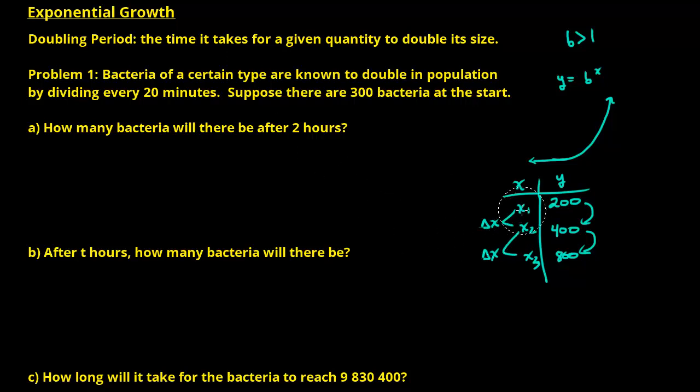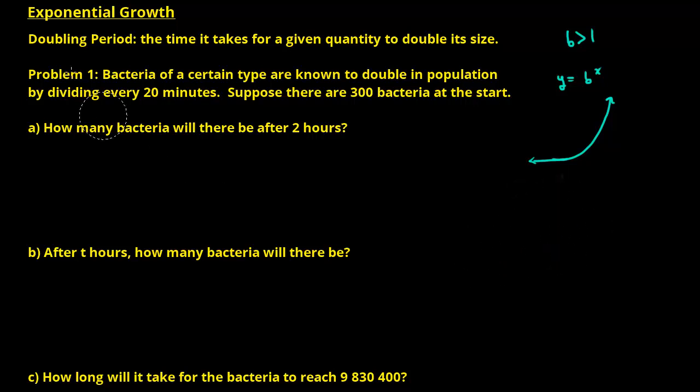So when the change in x is the doubling period, the y value should double. So delta x here would be the doubling period, the amount of time that it takes for the quantity to double. In this example, we're told that the bacteria of a certain type are known to double in population by dividing every 20 minutes. Suppose that there are 300 bacteria at the start. How many bacteria will there be after 2 hours?